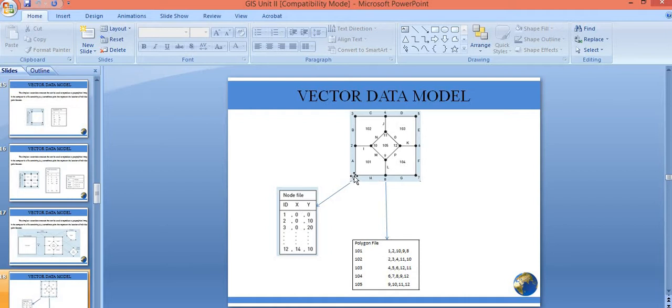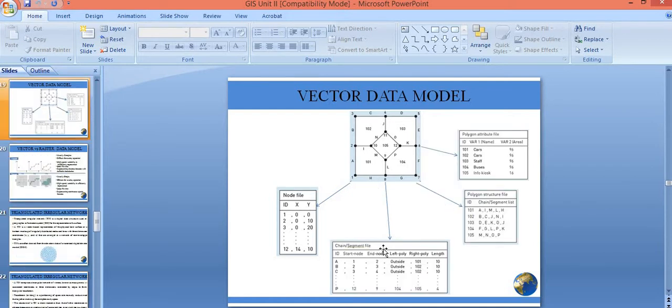Whenever you store points, you will be storing them by using their xy coordinates. And for lines, you will be representing which are the points meant for that line. Say for example, you have a line called H. So for the line H, which are the points meant for it?